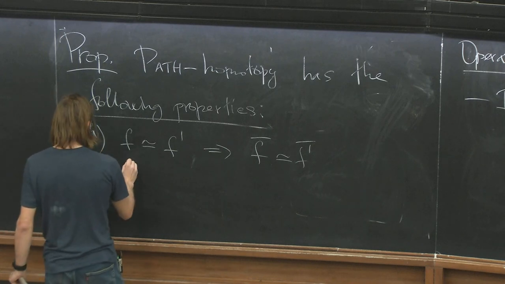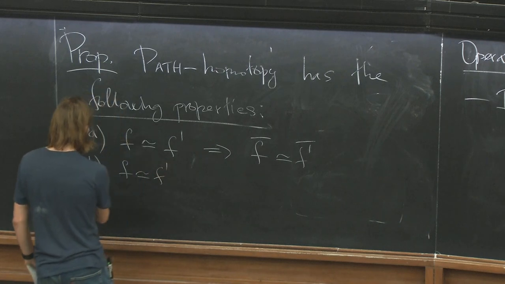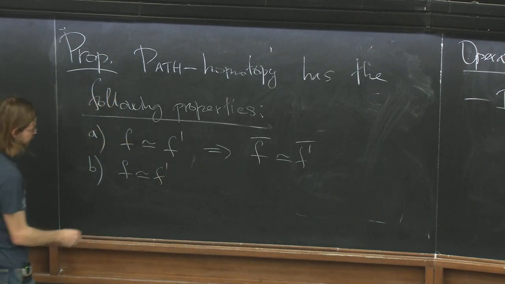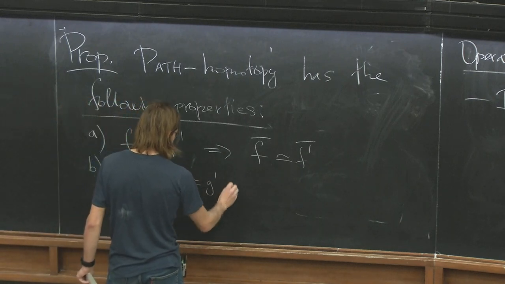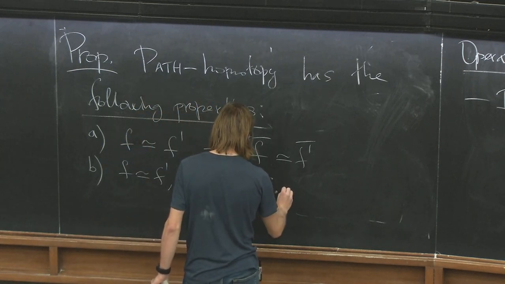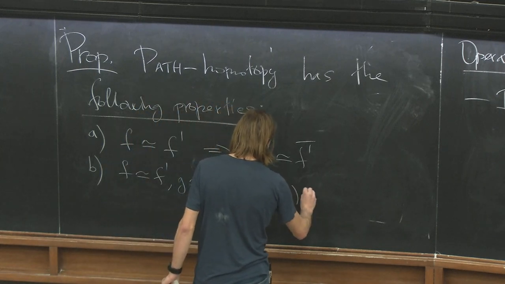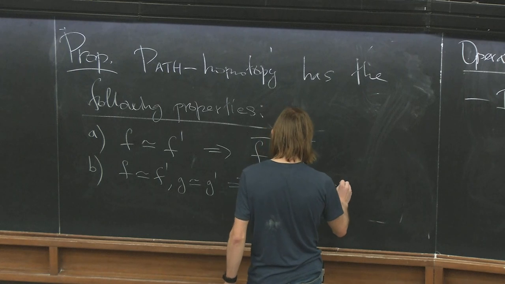And then the second property, B: if f is plus homotopic to f prime and g is plus homotopic to g prime, then it follows the respective compositions are also plus homotopic. Of course, assuming the composition can be defined, so they agree at endpoints.